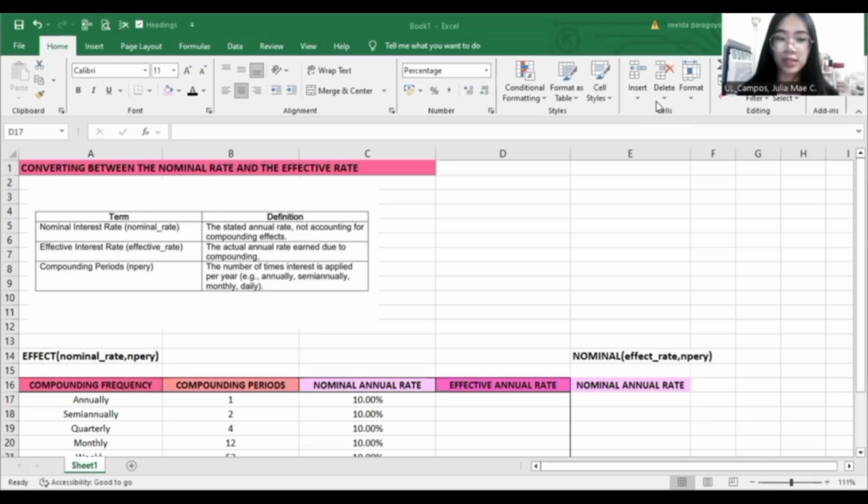Everyone, I am Pauleen May, and I will be discussing today the converting between the nominal rate and the effective rate. So first, let's define this.